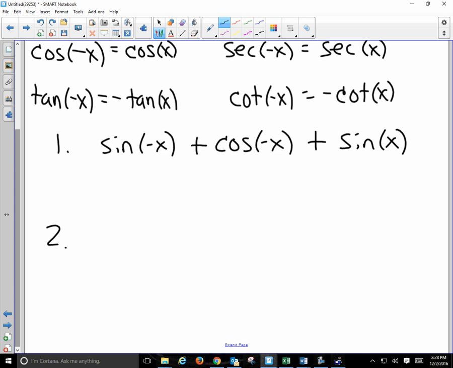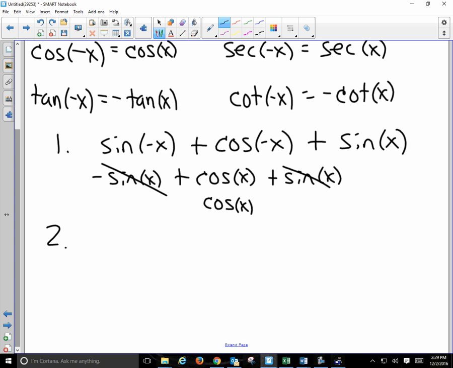If you want to simplify that, we've got to get rid of the negatives first. What do you do with the negative here? Negative sine of x plus cosine of x. That negative goes away. And how about this one? Just plus sine of x, right? So the negative sine and the positive sine go away. You're left with cosine of x. It's kind of a nice problem, huh?